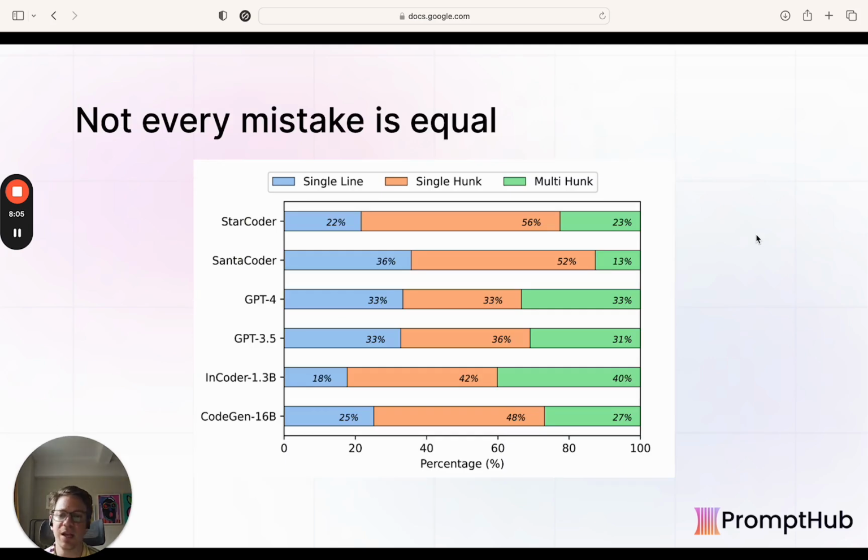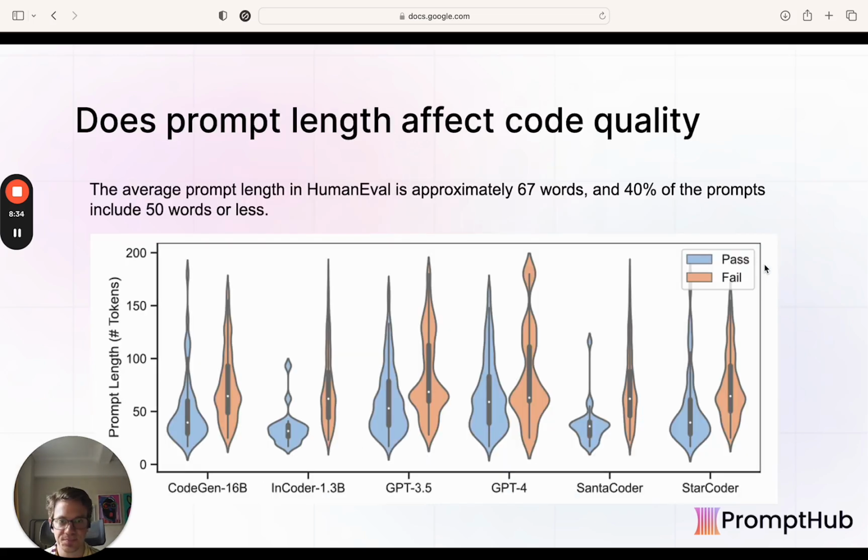And as we mentioned before, not every mistake is equal. And so they broke down the severity of it, whether it's single line, single hunk, or multi-hunk. Hunk is basically a code block. You can see most of it is single or multi-hunk, so not just single line. So these ones require more effort. And so again, this reinforces the fact that when the LLMs did tend to generate incorrect code, it varied or deviated significantly.